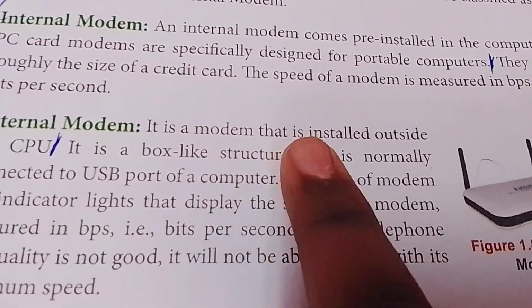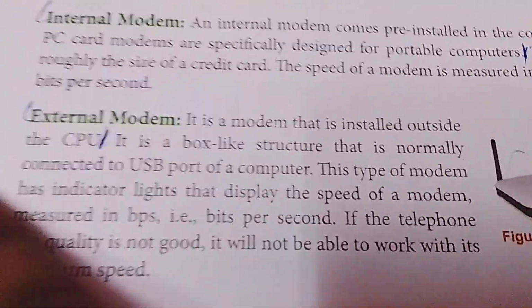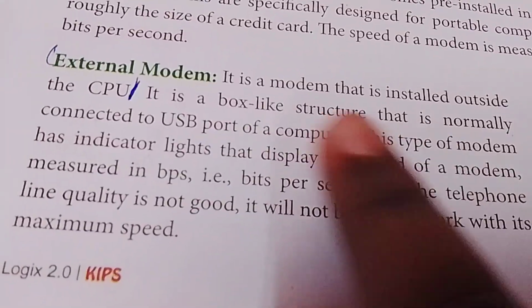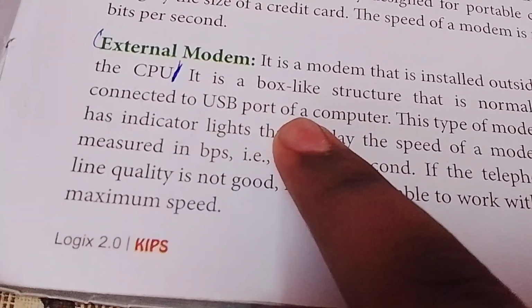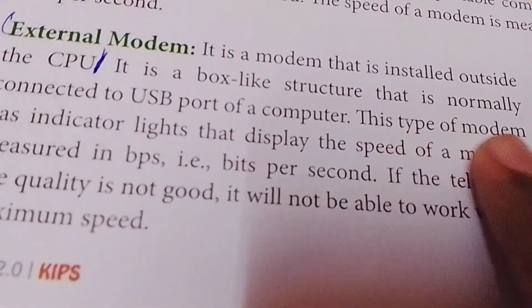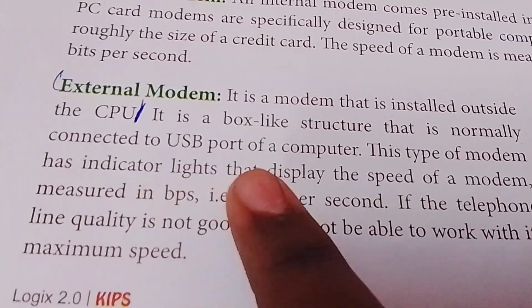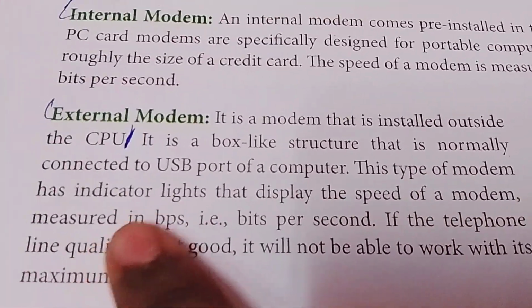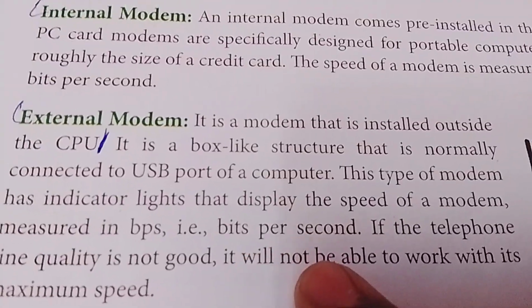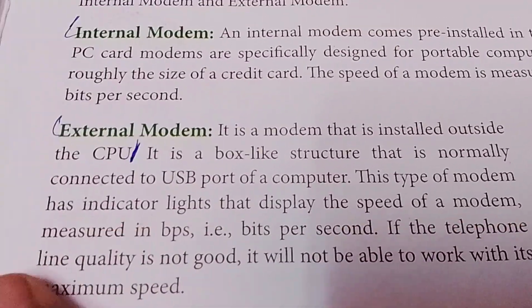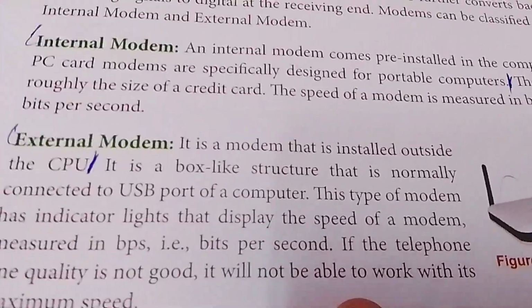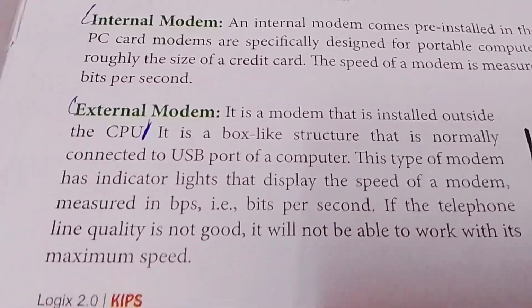External modem. It is a modem that is installed outside of the CPU. It is a box-like structure that is normally connected to the USB port of a computer. This type of modem has indicator lights that display the speed of the modem, measured in bps. If the telephone line quality is not good, it will not be able to work at its maximum speed.